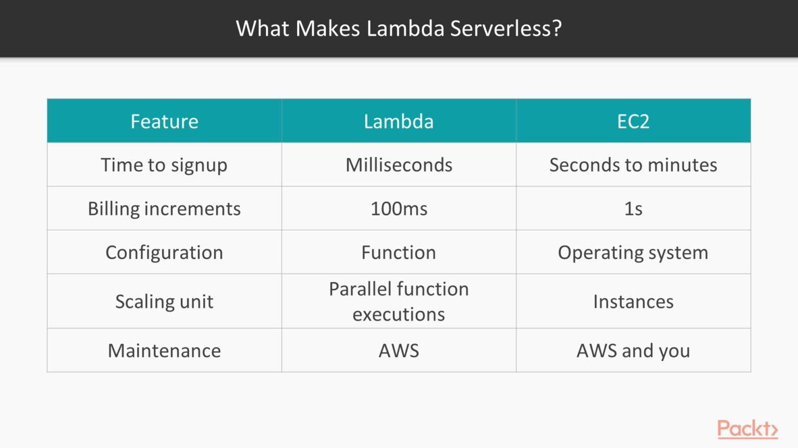Finally, let's talk about maintenance. This is about dealing with patches, kernel upgrades, and security fixes. The nice thing about Lambda is it's just a service that runs your code, and AWS worries about the actual server that it's running on and keeping that up to date for you. With EC2, it's completely on you to manage that operating system yourself.